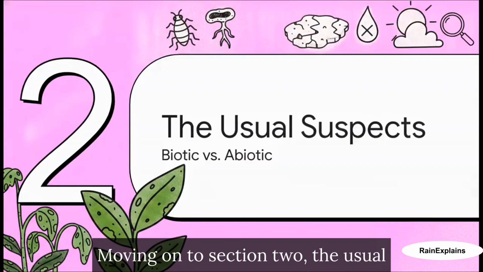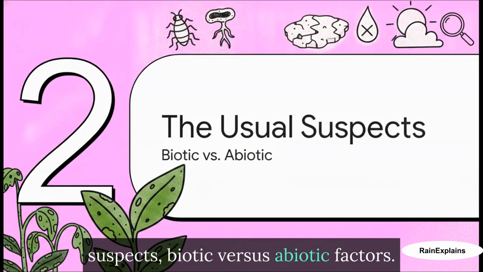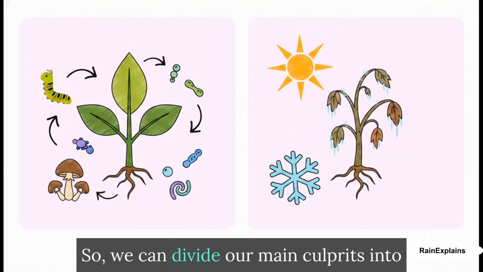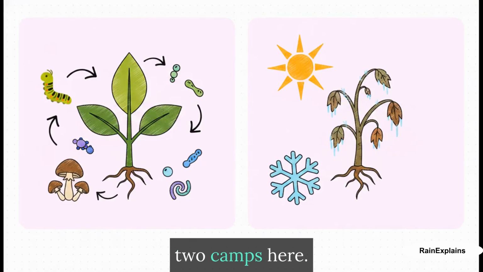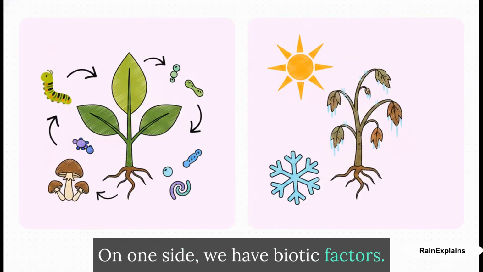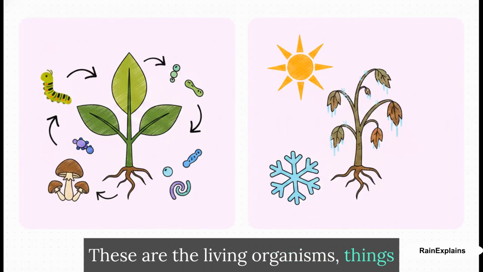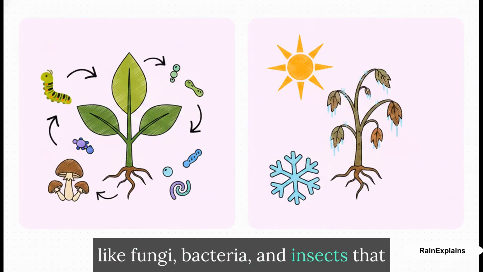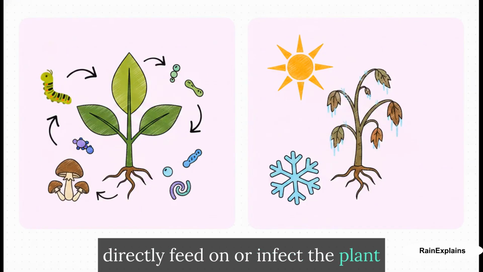Moving on to Section 2, the usual suspects, biotic versus abiotic factors. So we can divide our main culprits into two camps here. On one side, we have biotic factors. These are the living organisms, things like fungi, bacteria, and insects that directly feed on or infect the plant tissue.